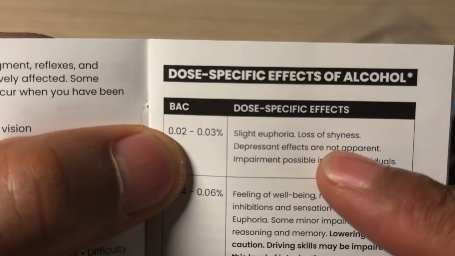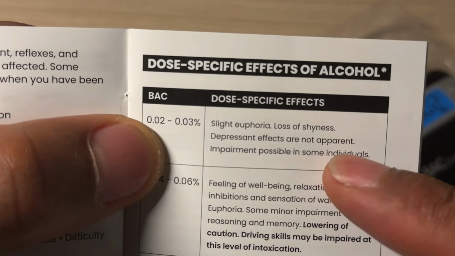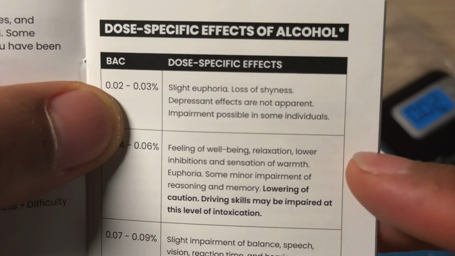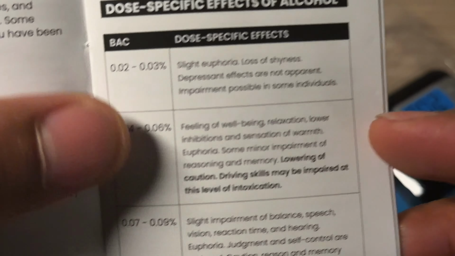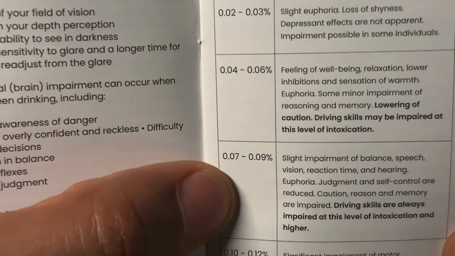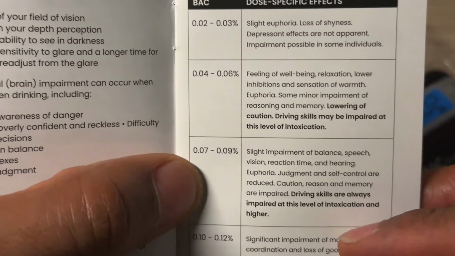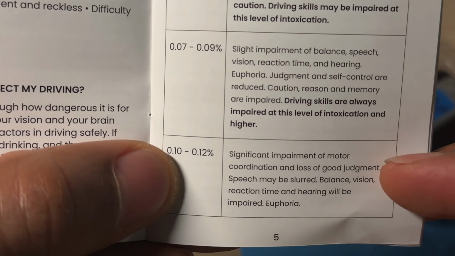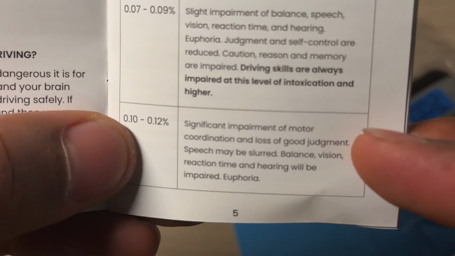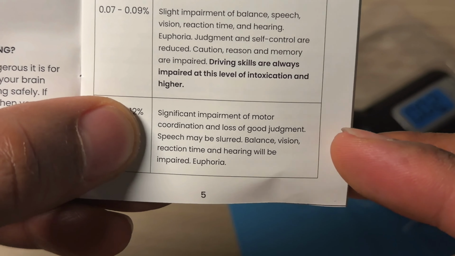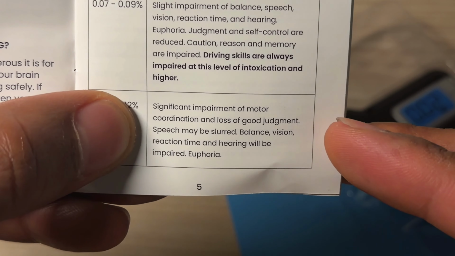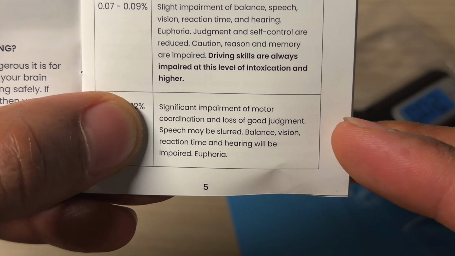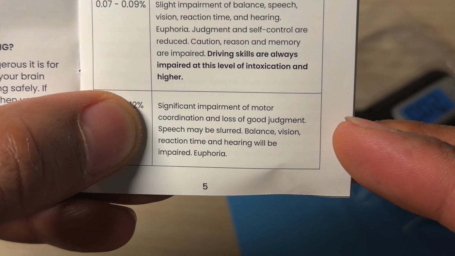So if you have a 0.02 to 0.03%, it says slight euphoria, loss of shyness, depressant effects are not apparent. Impairment possible in some individuals. So it shows you, from different percentages of the breathalyzer test, what you're usually feeling. If you have 0.1 to 0.12%, it says a significant impairment of motor coordination and loss of good judgment. Speech may be slurred, balance, vision, reaction time, and hearing will be impaired.